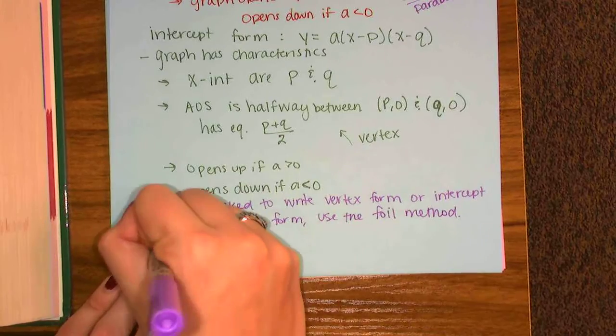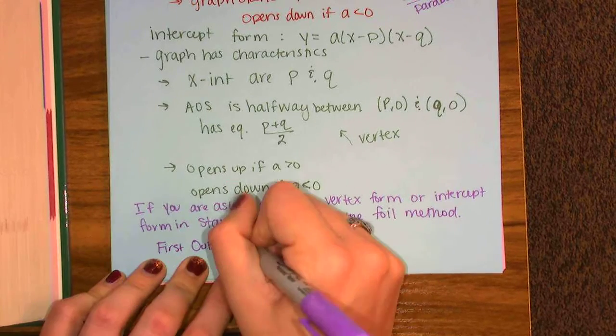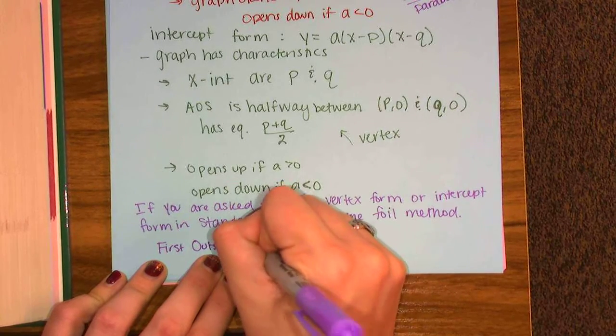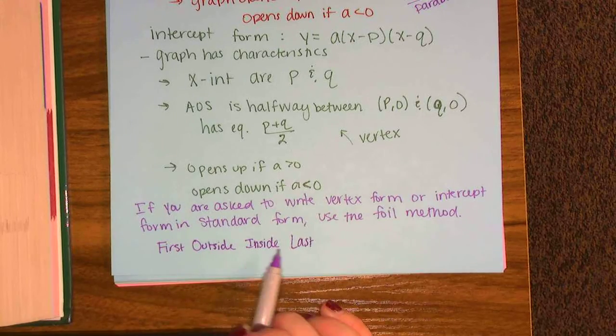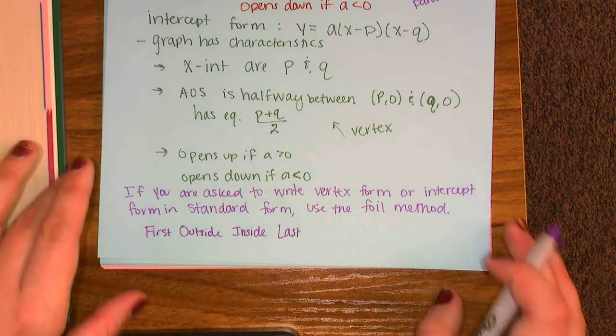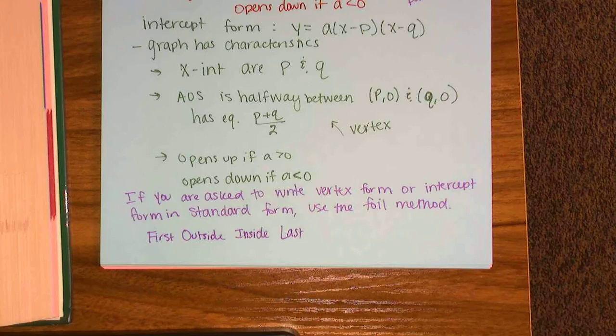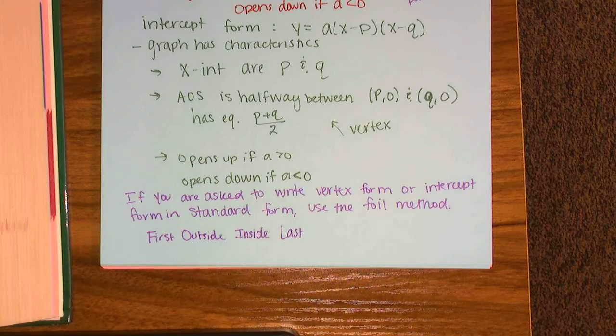So first, outside, inside, last. Sometimes I do first, inside, outside, last, as Mr. Cass used to call it FOILing. So just know that sometimes I may do that. It doesn't have to be this exact thing, but this is just the way that's easy to remember what's going on there. And we'll do some examples of that.